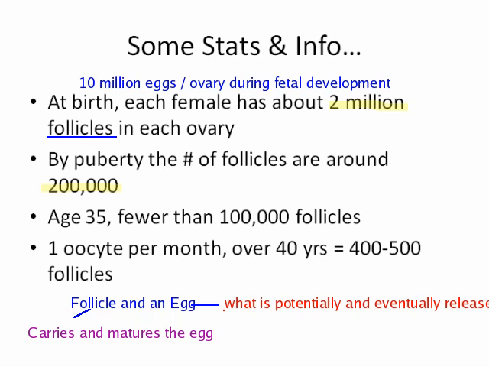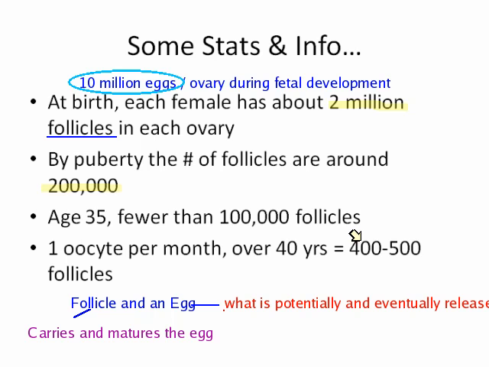Second point I want to make here. Why in the world do we ever want to start out with 10 million eggs if all we're ever going to use are about 400? Why invest that much energy into producing such a high number of eggs if we're only going to need 400? Why not, during fetal development, only produce 600? Or maybe 1,000? You always want to have a few extra.